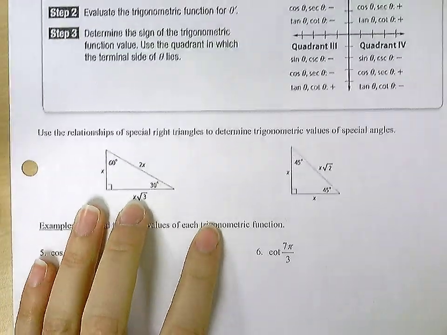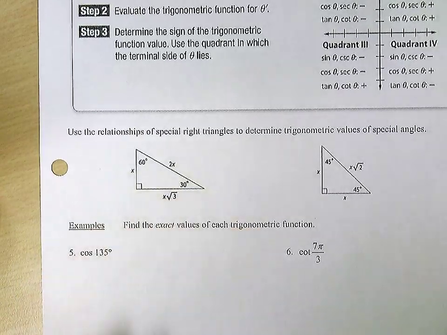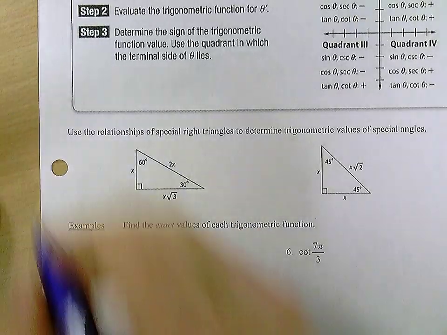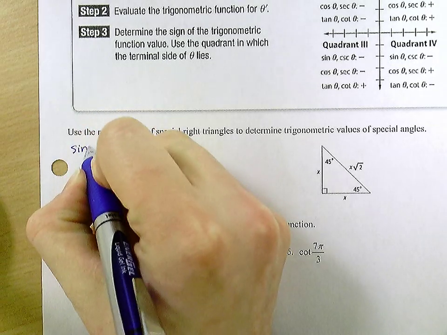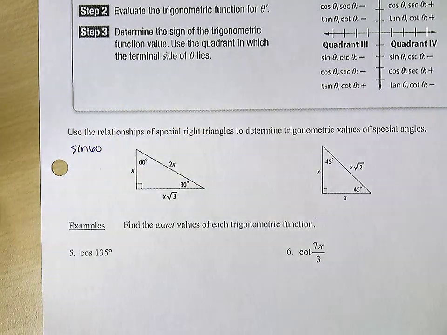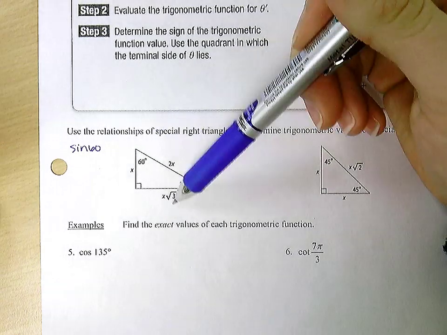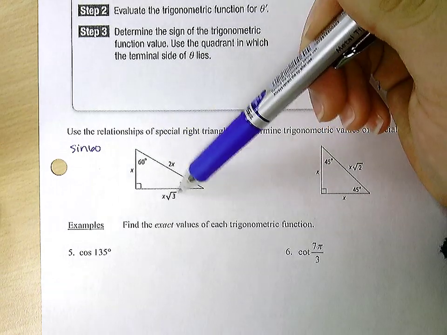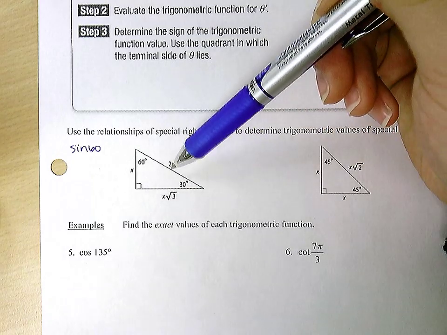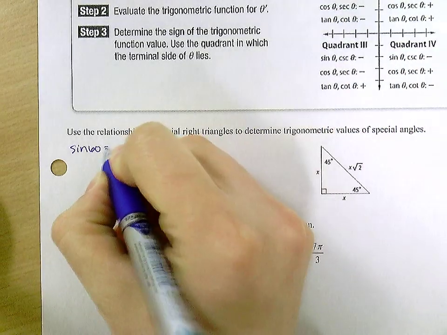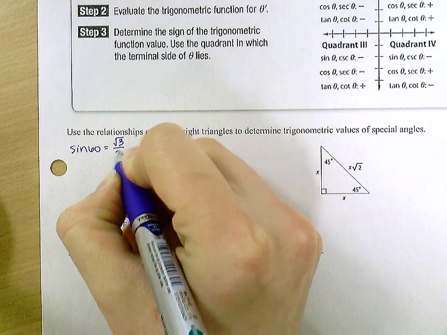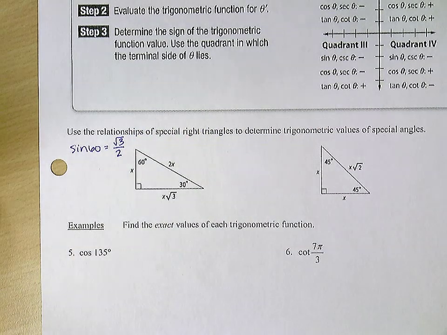So in a 30, 60, 90 right triangle, sine of 60: if I go from the angle 60 here, sine is opposite over hypotenuse, so this is going to be square root of 3 over 2. If I say find sine of 60 degrees, you would say that's square root of 3 over 2 as your answer.